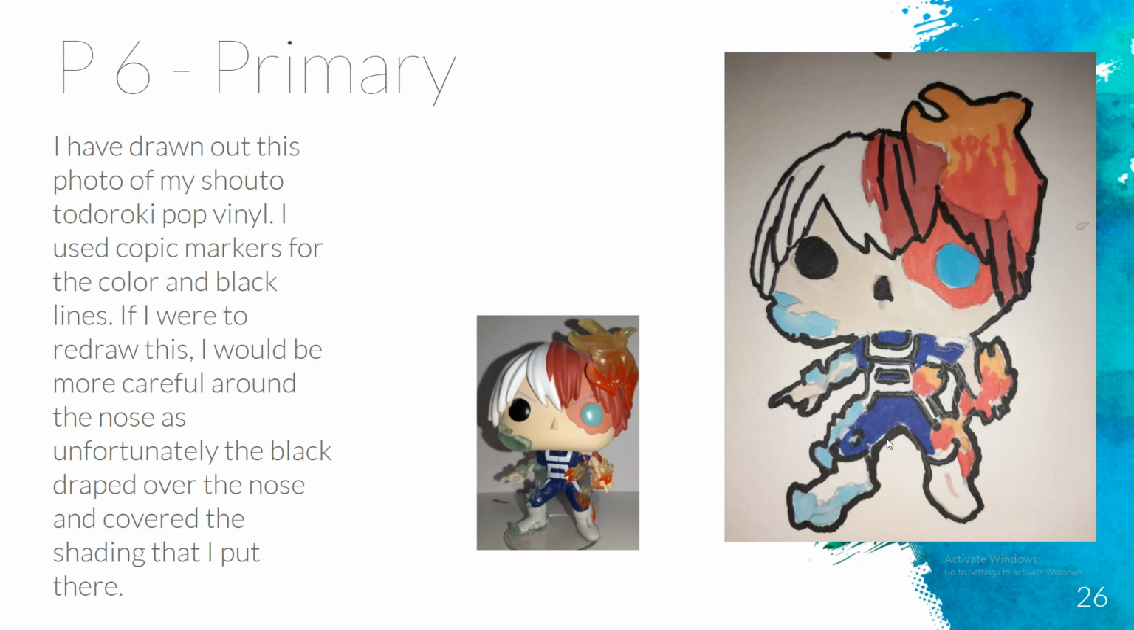This is an example of my primary drawing. I've drawn out this photo of my Shoto Todoroki pop vinyl. I've used Copic markers for the colour and black lines. If I were to redraw this, I would be more careful around the nose, as unfortunately the black seeped over the nose and covered the shading that I put there.